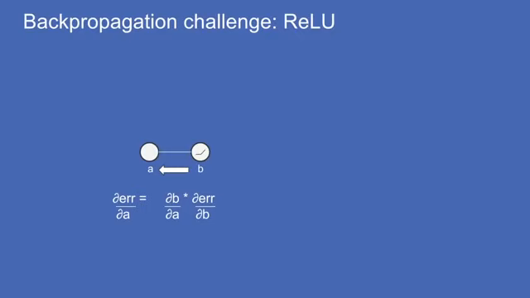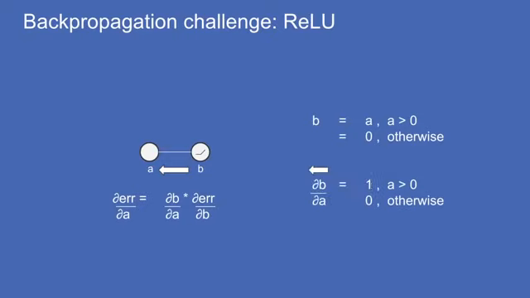Another element that we've used is the rectified linear unit. Again, to figure out how to backpropagate this, we just write out the relation. B is equal to A if A is positive, otherwise it's 0. And piecewise, for each of those, we take the derivative. So dB dA is either 1 if A is positive, or 0.